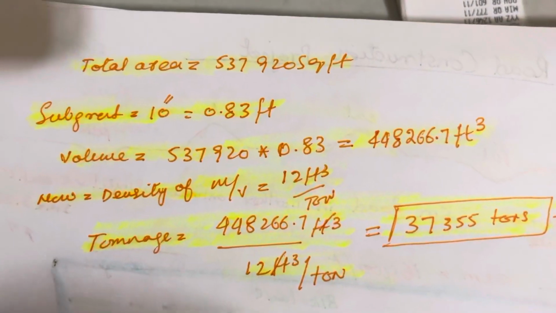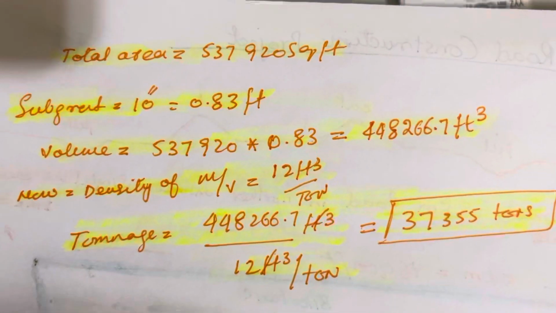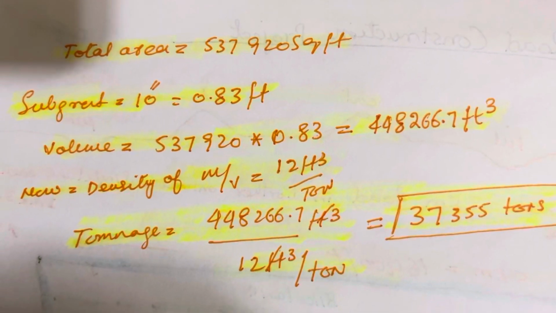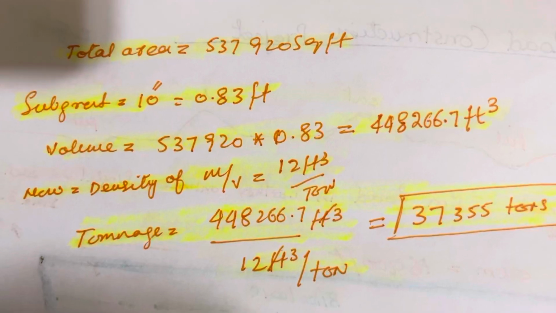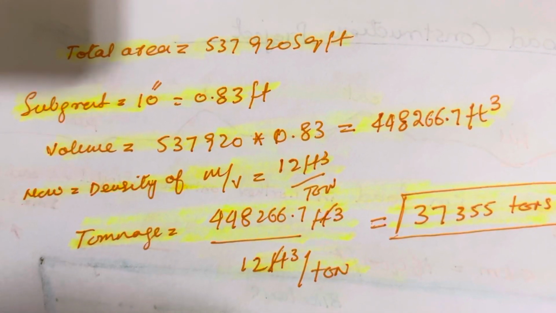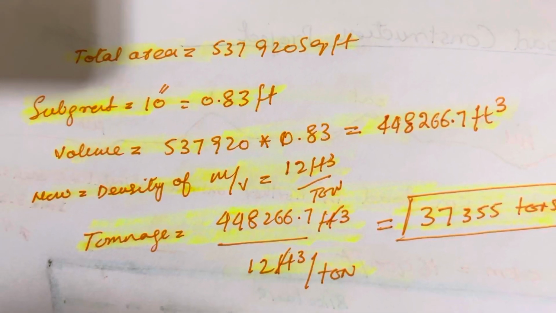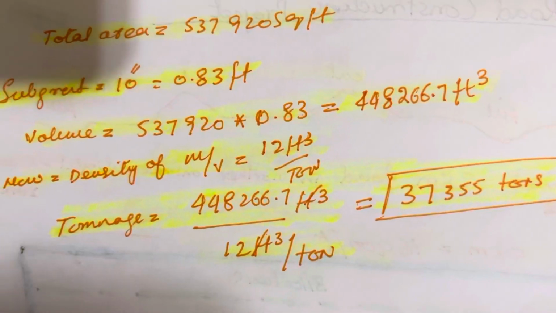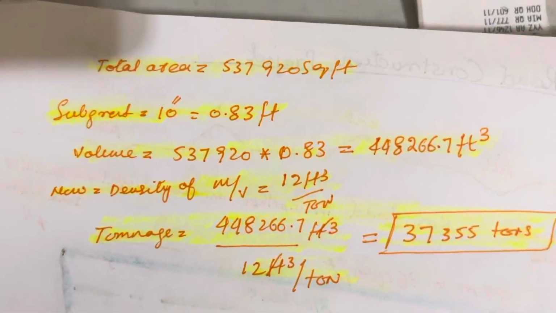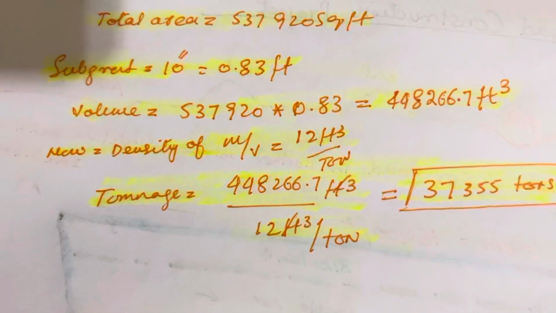After that we are going to do compaction and layering. So we need 37,355 tons. And how much does each truck carry? 60 tons, or 50 tons, or maybe a bigger capacity. Then you calculate the number of trucks, and then you calculate the cost. So that's how you can use it.